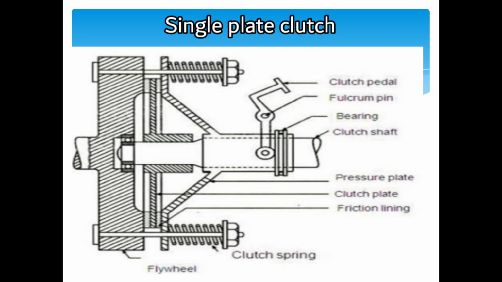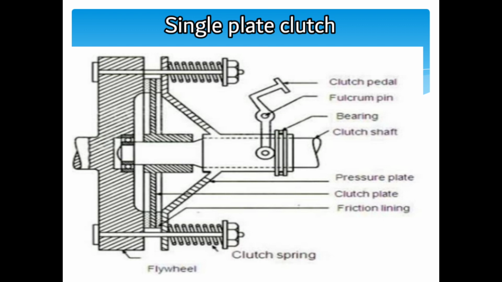Now you can take a look at this diagram. As we have told, there is an engine flywheel. These are the main components. We have the clutch plate there, and we have also the pressure plate.